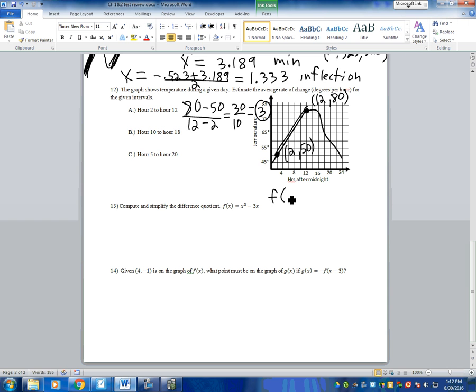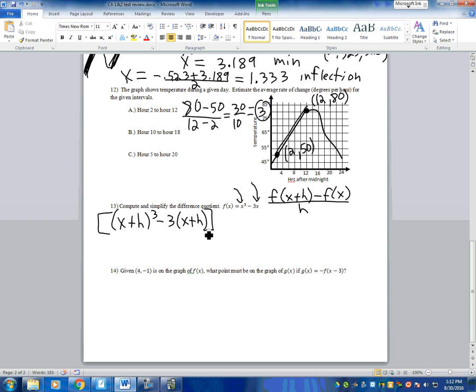So we have f of x plus h minus f of x over h is the difference quotient, which you need to memorize. So you have to know that. And then now we need to translate what that means. The f of x plus h term says, okay, take x plus h and plug it in everywhere you see an x in the function that's defined there. So I have x plus h cubed minus 3 times x plus h.